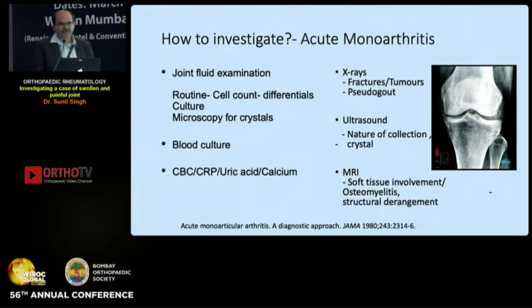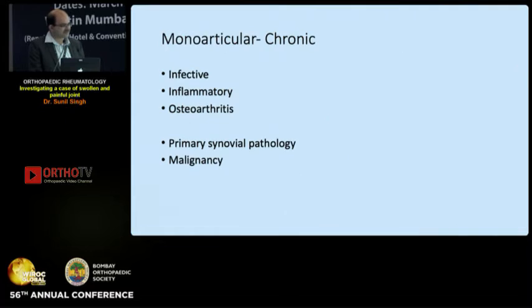Ultrasound can be useful if we are looking at a joint like the hip where examination is difficult. It can also classify the nature of the collection. An MRI would be helpful for structural derangements, osteomyelitis, or showing you the soft tissue involvement of an infection.